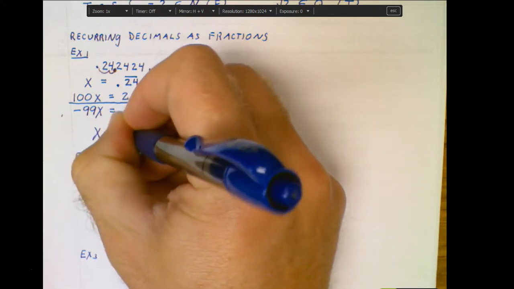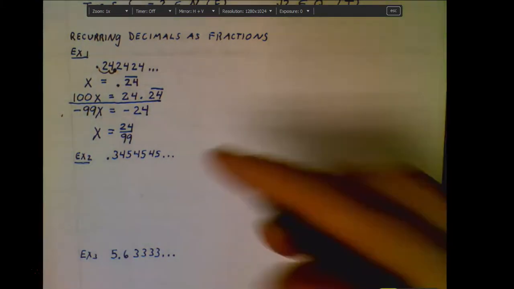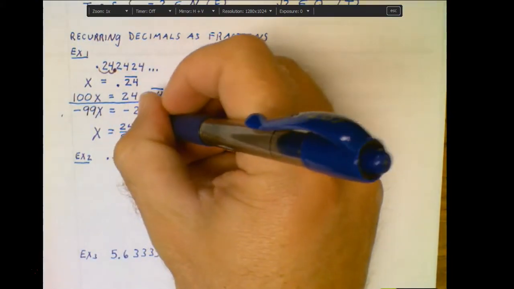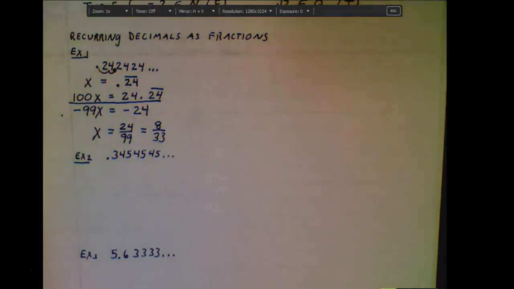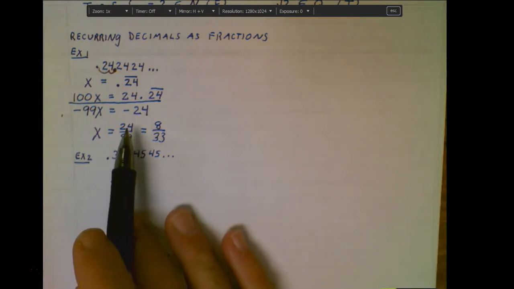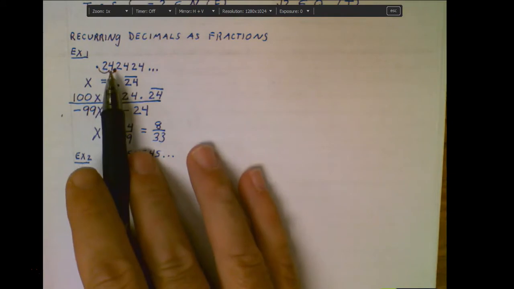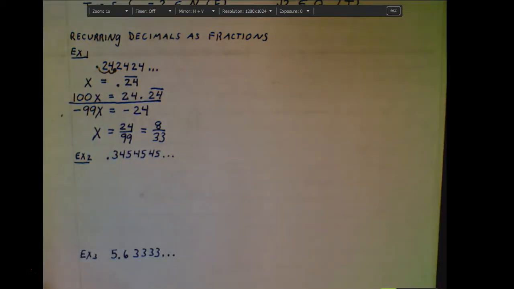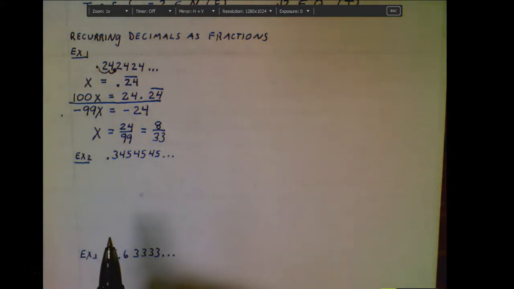we have our fraction. And of course, if you can reduce that, it's always good to reduce, so do that whenever possible. So that's going to reduce down to 8 over 33. And if you have a calculator handy, you can test and see if your answer is right. If you go into your calculator and type in 24 divided by 99 and hit enter, you should get 0.242424 repeating. So jumping on down to example 2, again, we want to accomplish the same task.